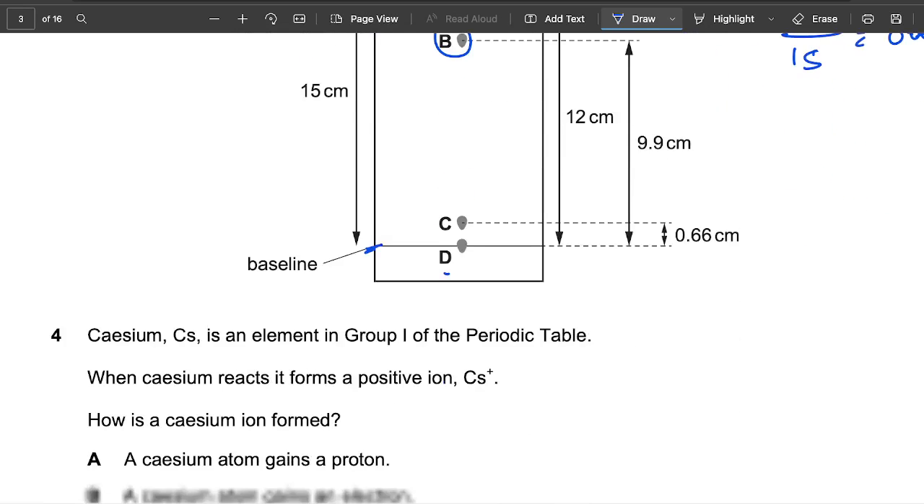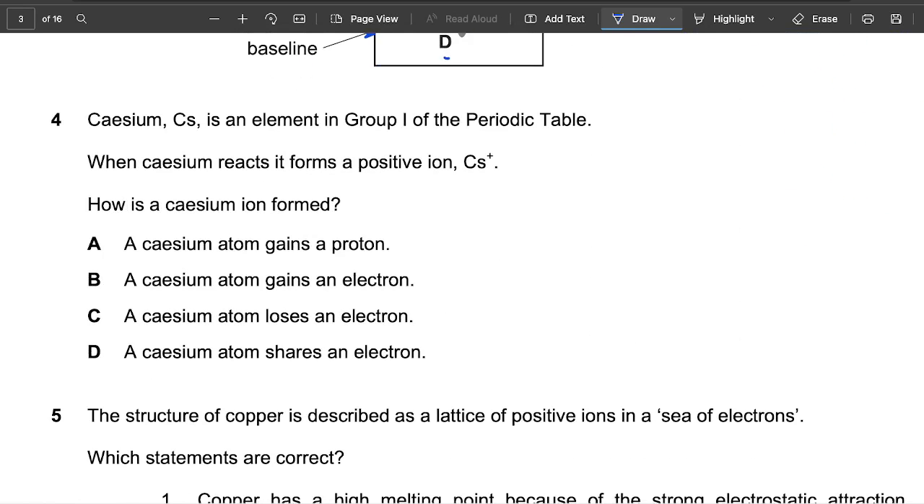We move on to the next question, number 4. It says cesium is an element in group 1 of the periodic table. When cesium reacts, it forms a positive ion because it loses an electron. How is a cesium ion formed? Okay, exactly, I just explained it. It will lose an electron, right? Because it loses an electron, that is the reason why it has a positive ion. Actually, any group 1 metal or group 2 metal, if it loses electrons to become an octet state, then it will have a positive ion. But if it gains, it will have a negative ion.